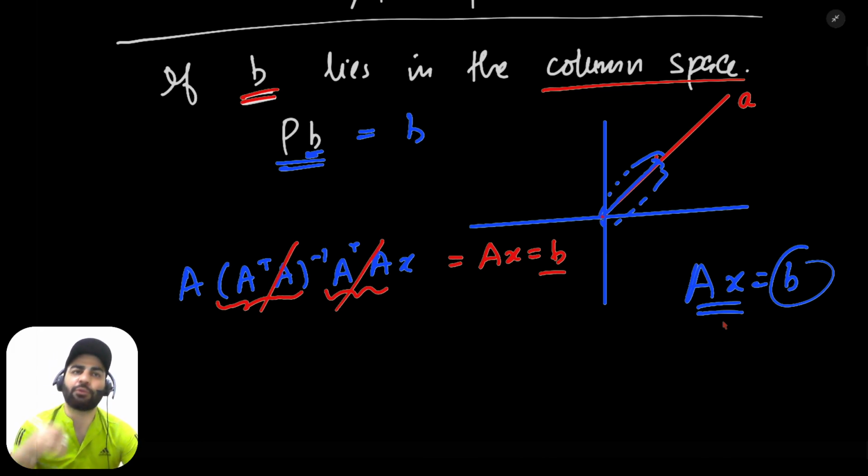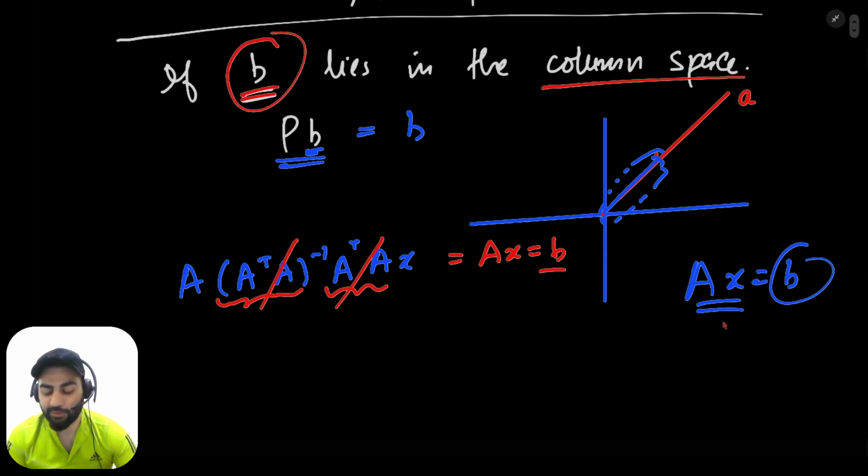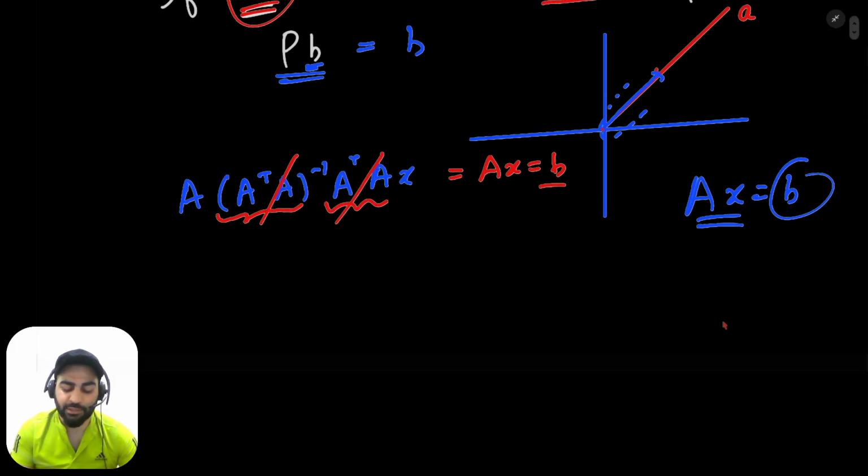But if it lies out of that subspace and you want to project it, then there will be some different value. But if this B lies in the column space of A, then the projection of B is equal to B only. Projection will be B only.